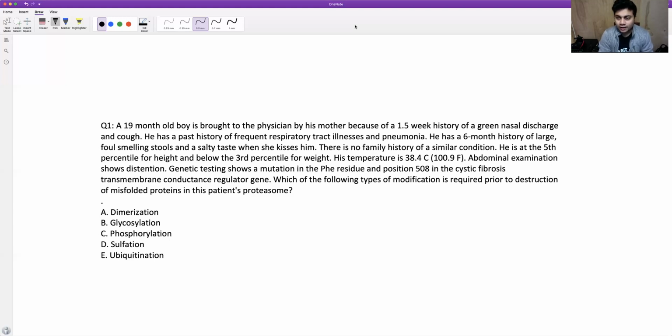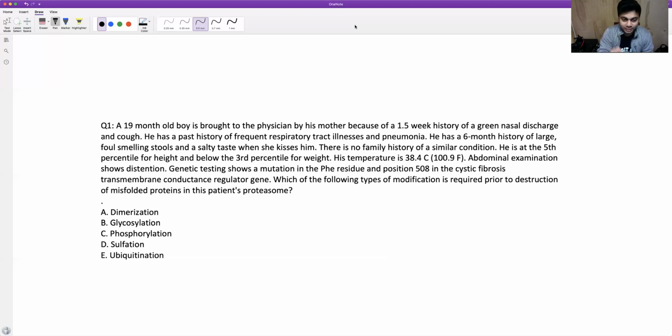The first thing I used to do, and that was wrong, was start from the beginning. Okay, here's a question: a 19-month-old boy is brought to the physician by his mother because of a 1.5-week history, like this. But this is actually a wrong way to tackle a question, because these questions twist and turn inside the vignette. That means you will not be on a proper track if you're reading the question from the beginning.